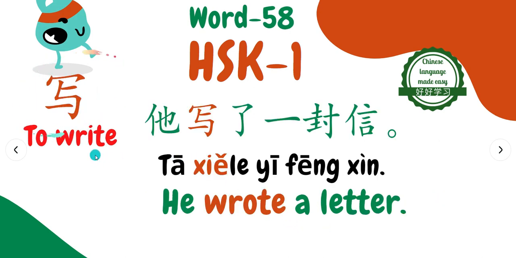And the word number 58 is 写, to write. 他写了一封信。He wrote a letter. 他 means he. 写 write. 了 is converting this action into a past. So 写了, he already wrote. 一封信, one letter; 封信 means letter. So he wrote a letter. 他写了一封信, he wrote a letter.